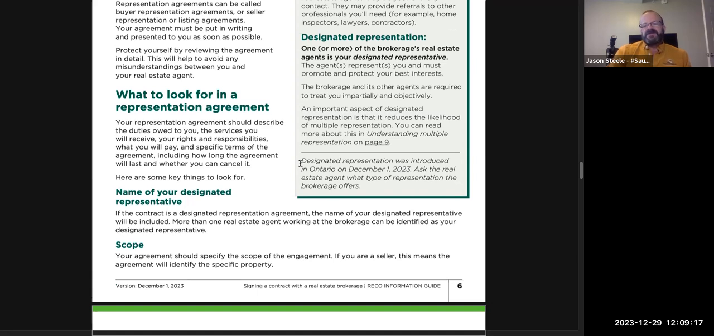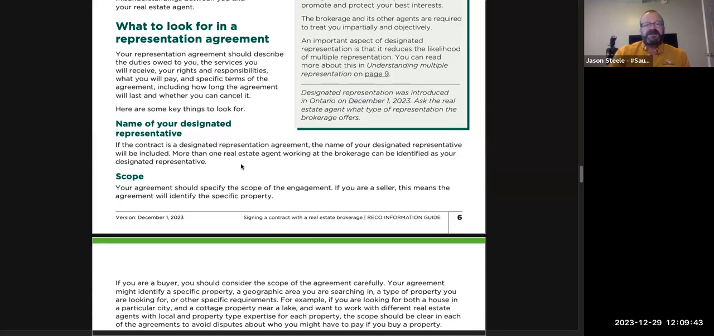Designated representation was introduced on December 1st, 2023. I'm not a fan of designated representation because to me, it's still similar to multiple rep in the fact that the transaction is still within the brokerage on both sides. Now, all parties are to remain impartial, but having said that, they are to remain impartial in multiple representation as well.